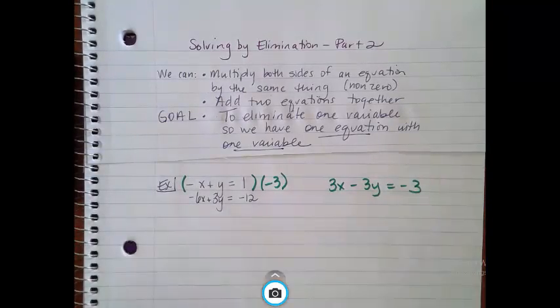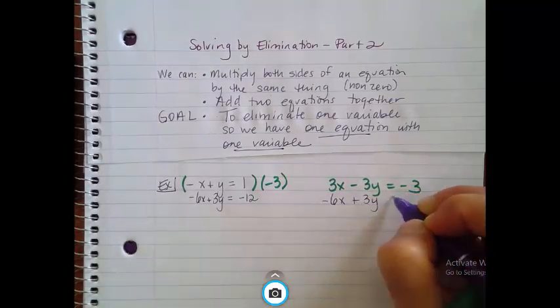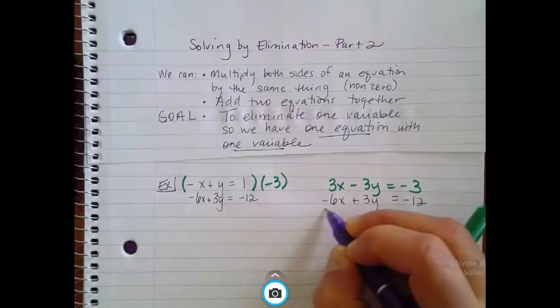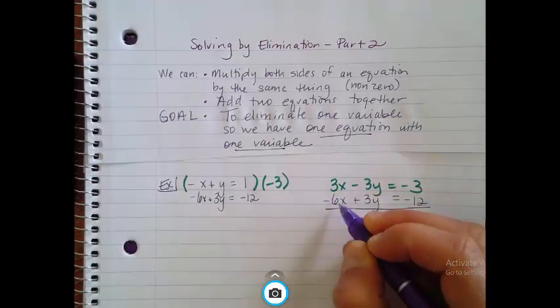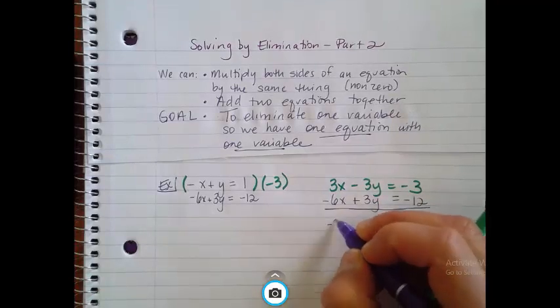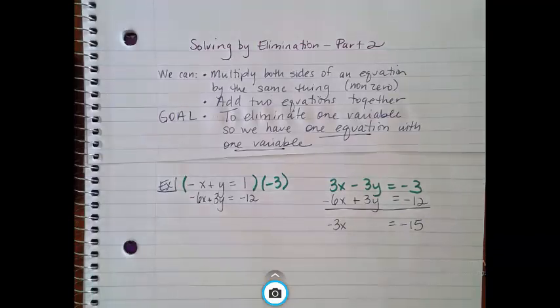I'm going to keep the bottom equation the same: -6x plus 3y equals -12. And now you can see the y's are going to cancel out. And here I'm going to have -3x equals -15.